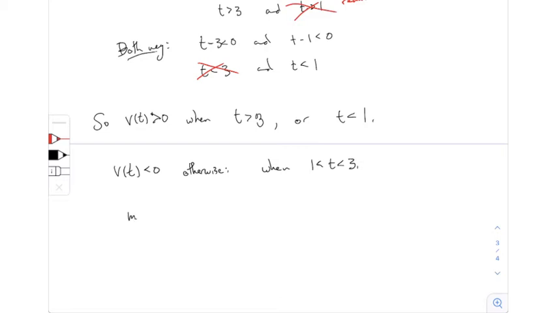So it's moving right. If you like, you could write this in terms of intervals. It's moving to the right for t in the interval less than 1 and greater than 3. And it's moving to the left for t in the interval in between, the interval 1 to 3.